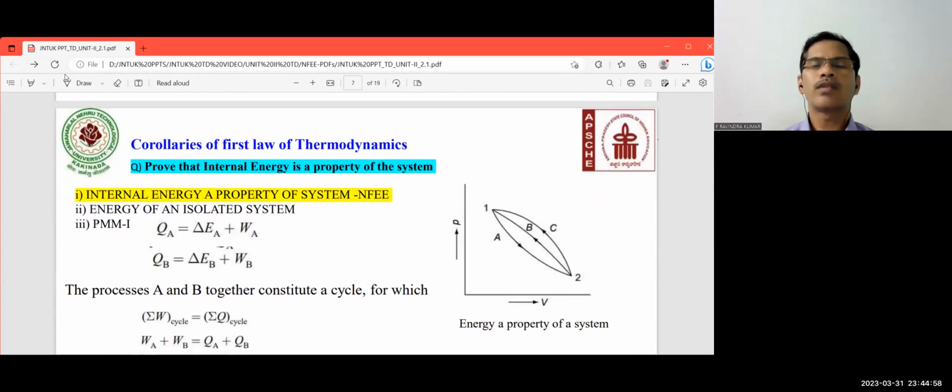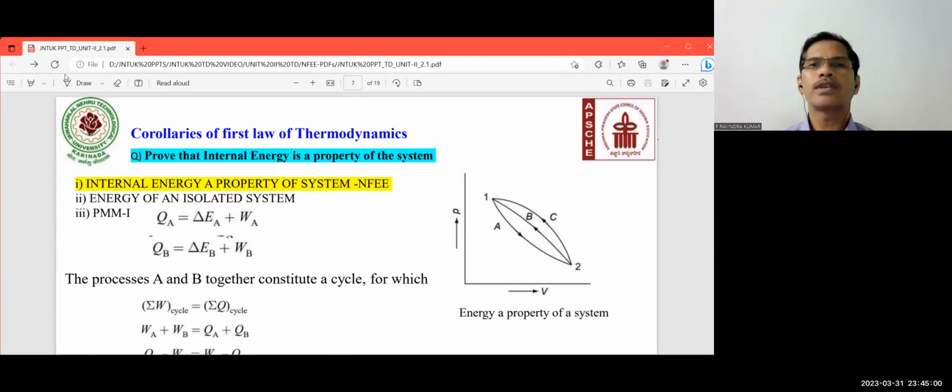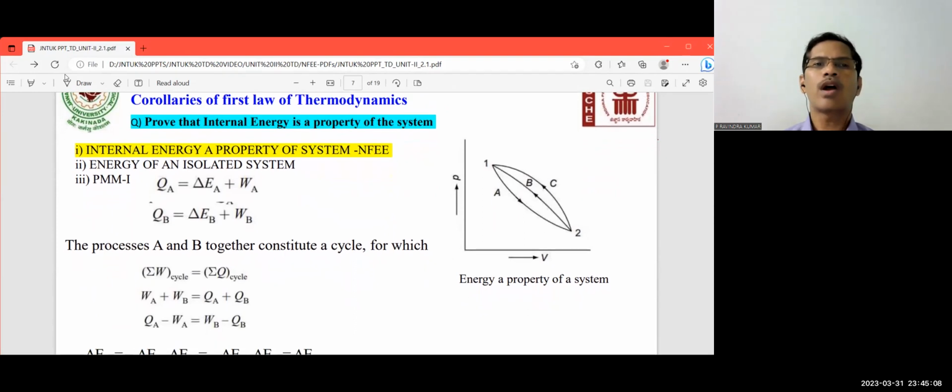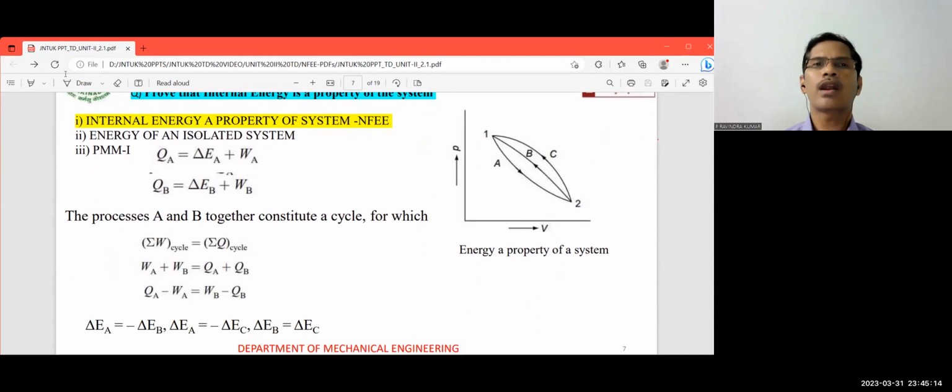So what are the corollaries? Internal energy of the system remains constant, energy of an isolated system remains constant, and perpetual motion machine of the first kind is not possible. So internal energy of the system is nothing but a property of the system. So these are the various corollaries of the first law of thermodynamics.